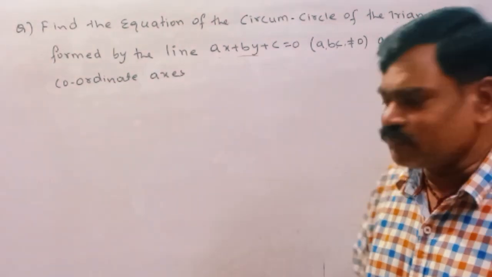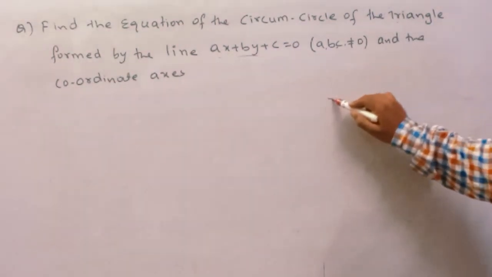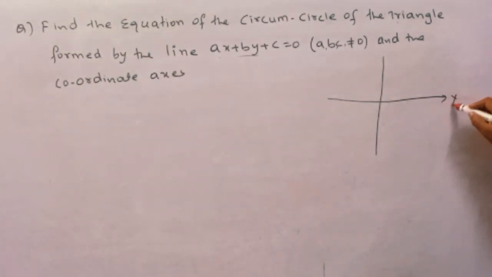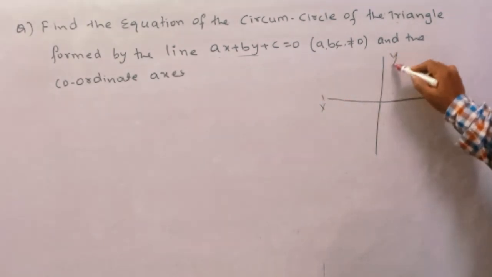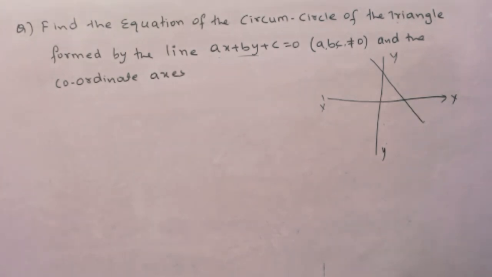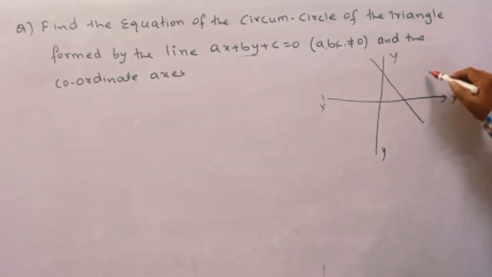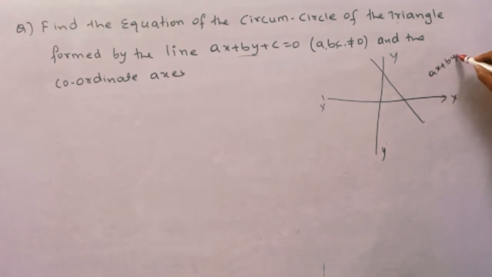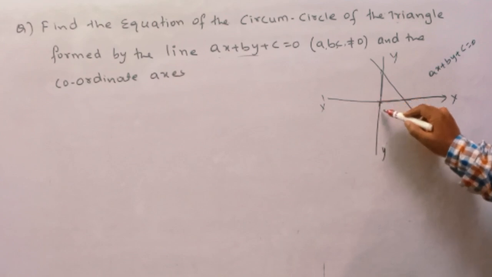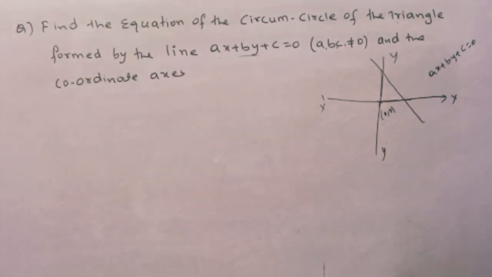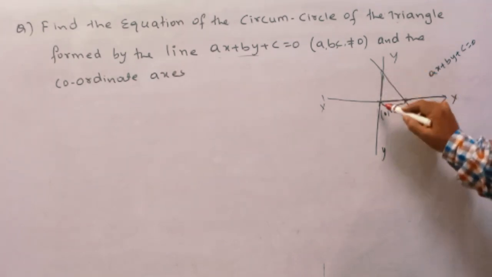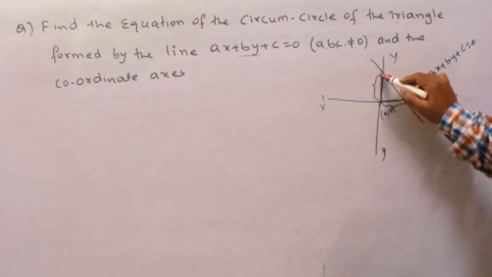So how to find this one? You see, all of you, this is the horizontal line and this is the vertical line. The horizontal line is the x axis and the vertical line is the y axis, and the line intersects the two axes, the x axis and the y axis, and is given as ax plus by plus c equal to 0. And one more intersection point is the origin. This is (0, 0). This is the point A, the x intercept, and this is the y intercept.